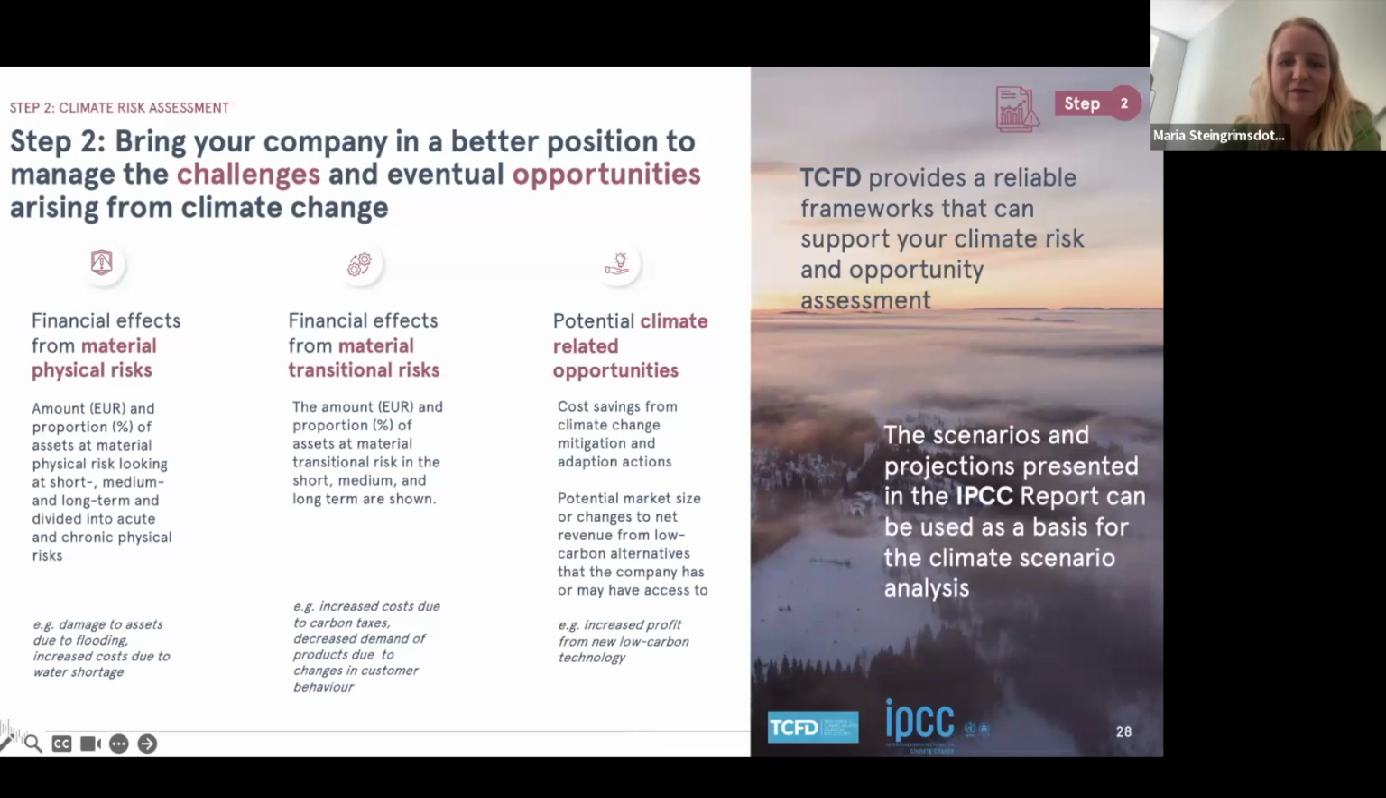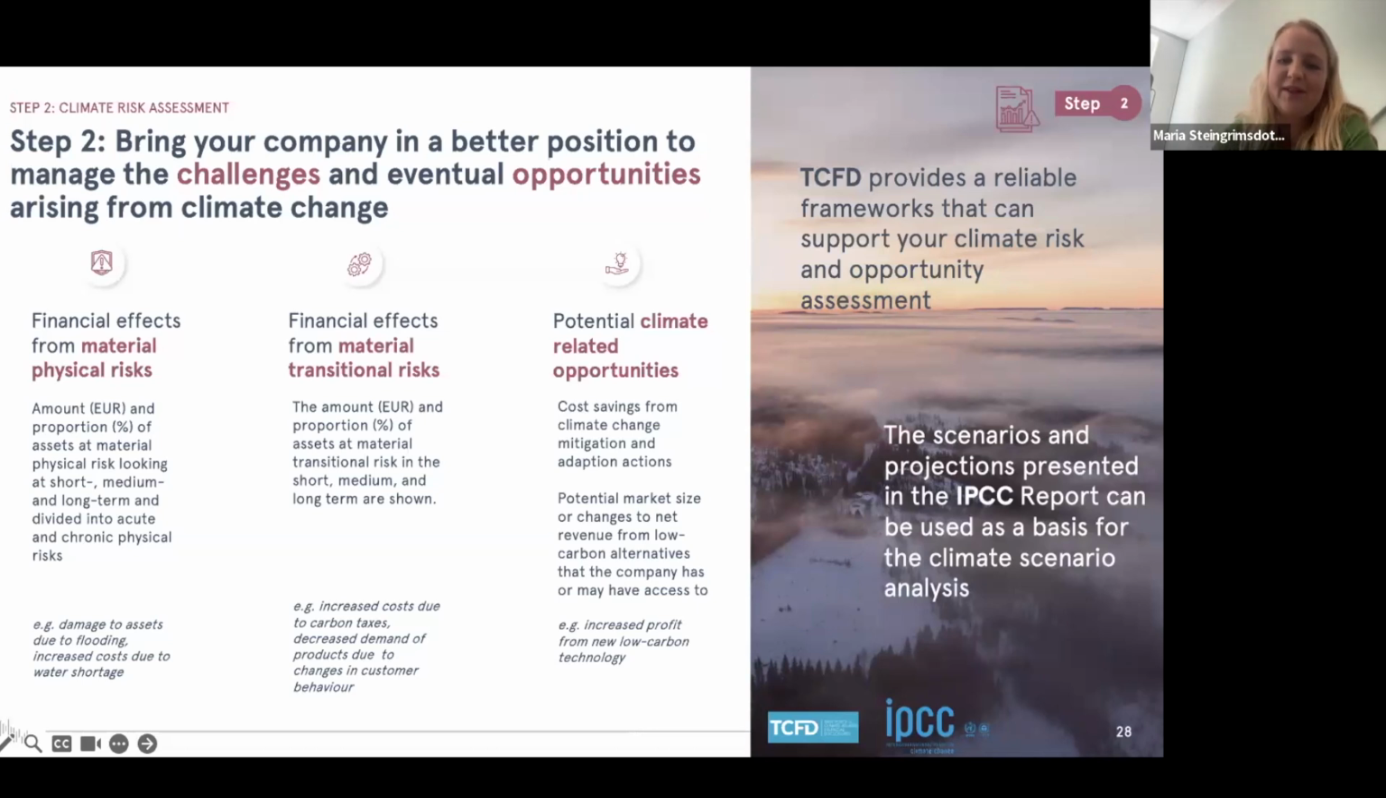Then you also need to assess the financial effects from material transitional risks. So because the society is transitioning to a more low carbon society, how does that affect your company? And here you need to again look into a short, medium, and long term. And these can be, for example, increased cost for the company due to carbon taxes, or profit losses from changes in consumer behavior.